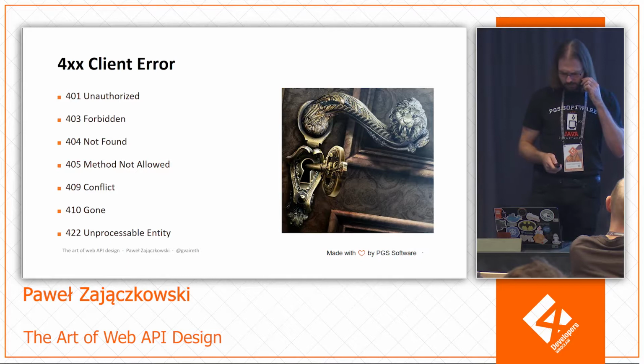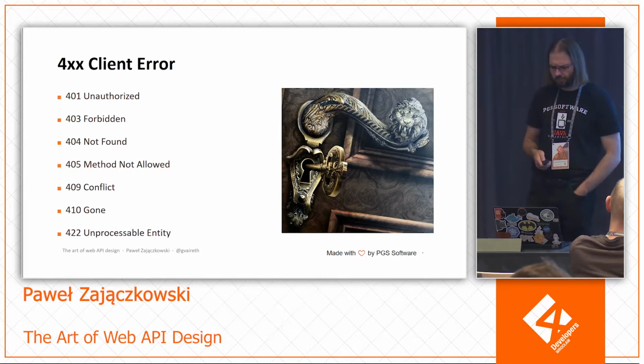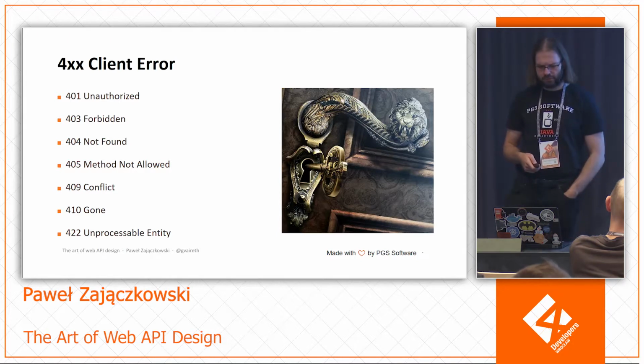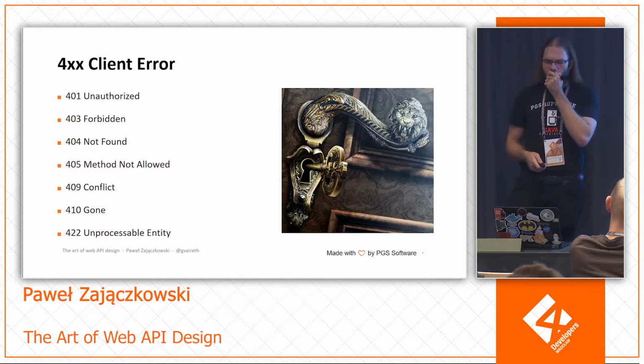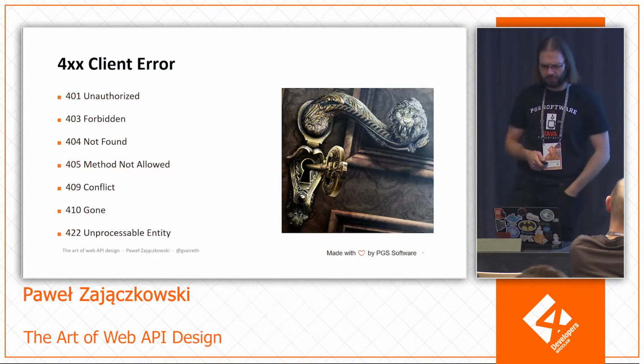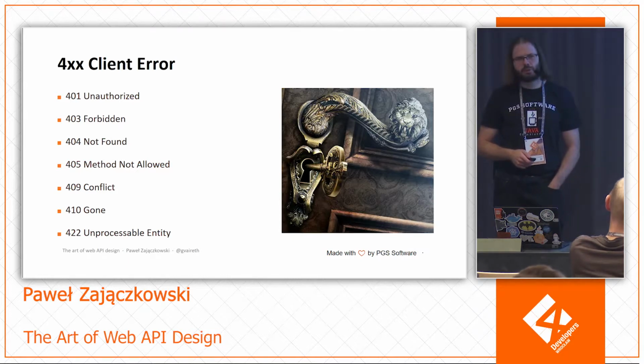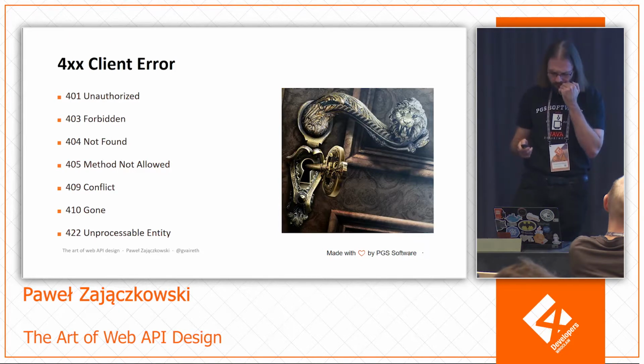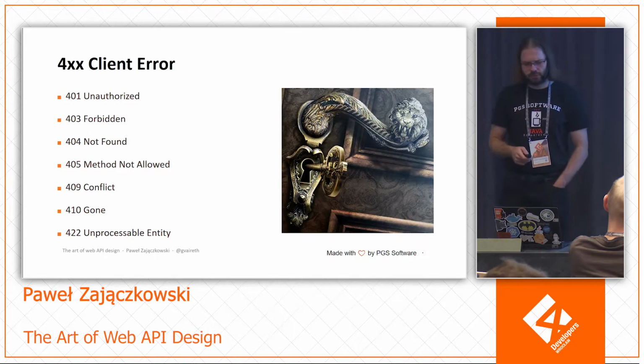Excuse me. Gone is a way to say that there was an object under this link, but it's not anymore. And unprocessable entity. Damn it. Winter is coming. Unprocessable entity is about kind of an error, but on a higher level of abstraction. So if you have malformed JSON, then you would return 400. But if you have, say, arrival date before the departure date, that's a business problem, and that's a good candidate for that error.